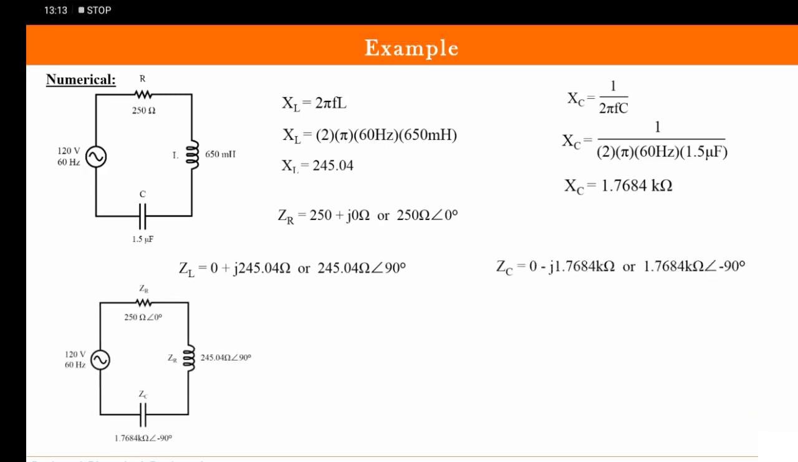So this is ZC now. As I've already told you, it is minus 90, and we will have a minus sign here for the imaginary part. So we have 0 minus j, and what was the reactance? 1.76 K. Don't forget to write K. That stands for kilo. So if it is represented in polar form, it is 1.76 K, angle minus 90. Okay, fine. So here we have represented the same circuit with impedances. But these are individual impedances, okay?